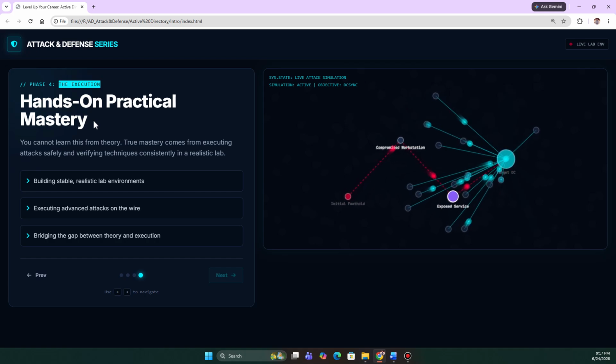That hands-on repetition is where true mastery happens, and you have to experience, for example, what a desync attack looks like on the wire, or how manipulating an access control list actively shifts privileges in real time. That practical, reliable execution is what turns theoretical knowledge into highly sought-after professional capability.